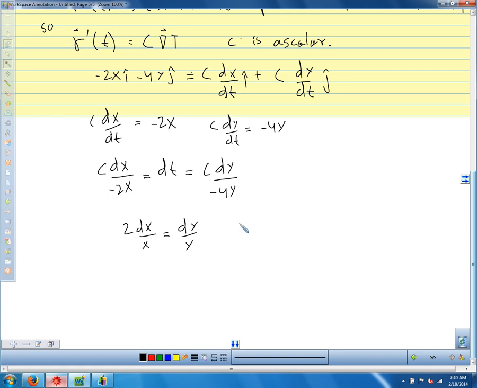And how do I solve this? I have all the x's on one side, all the y's and the derivatives on the other side. So I have a separable differential equation. I can integrate both sides, and I get 2 natural log x equals natural log y plus a constant of integration. I'm going to call that C1.